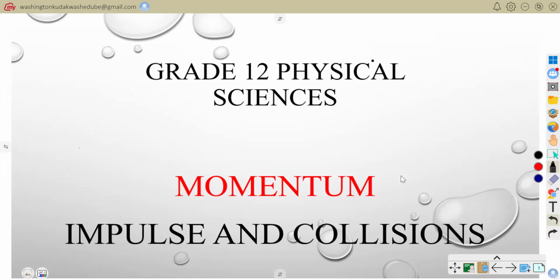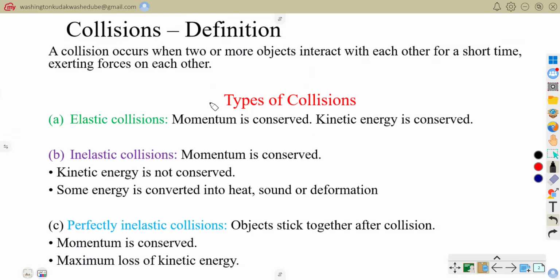I want us to start by defining what a collision is. Then after, I want us to look into different types of collisions, which are elastic, inelastic, and purely inelastic collisions, so that we can be able to answer questions to do with collisions. So let's start by defining what a collision is.